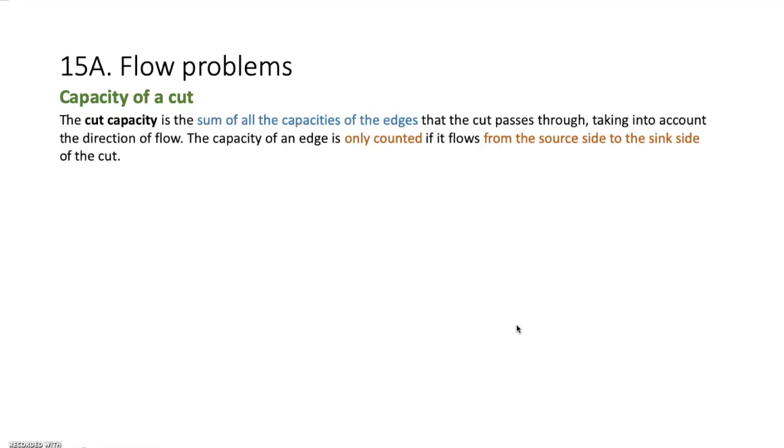Now we understand how to find a cut in a digraph. We also need to understand how to work out the capacity of a cut so we can use the capacity to find the maximum flow. Cut capacity is the sum of all the capacities of the edges that the cut passes through, taking into account the direction of flow. So two key elements we're looking at: one is the capacity of the edge, and the other is the direction. The capacity of an edge is only counted if it flows from the source side to the sink side of the cut.